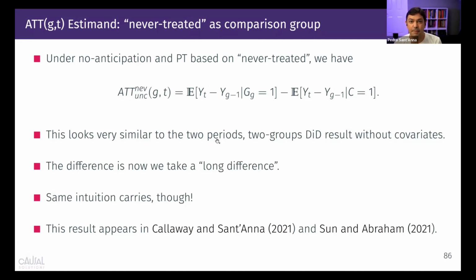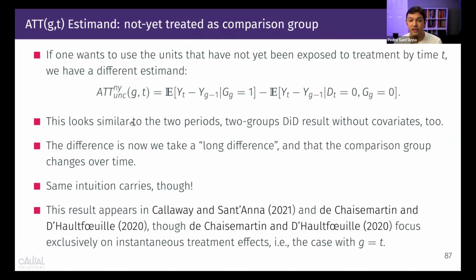This type of intuition appears in Callaway and Sant'Anna and in Sun and Abraham, in very similar terms. What if you do not want to use the never treated group, but you want to use the not yet treated group as your comparison group? How do you do this?